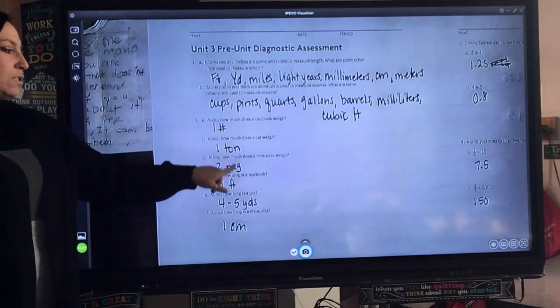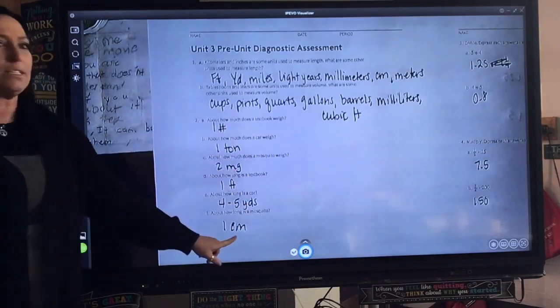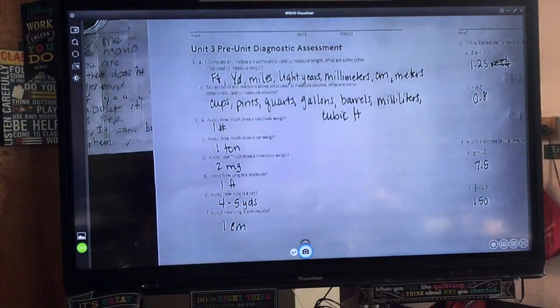Okay, if you're kind of close to these, the big thing is the units. So pounds, tons, milligrams, feet, yards, centimeters. The number isn't as big of a deal, but the unit is. So if you have those units, great. If you don't have those units, give yourself an X on those. All right, give me a thumbs up when you have this first part done.